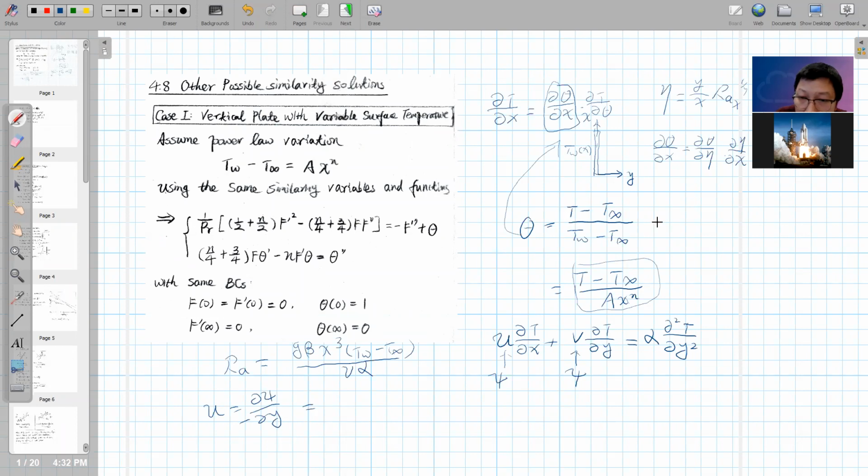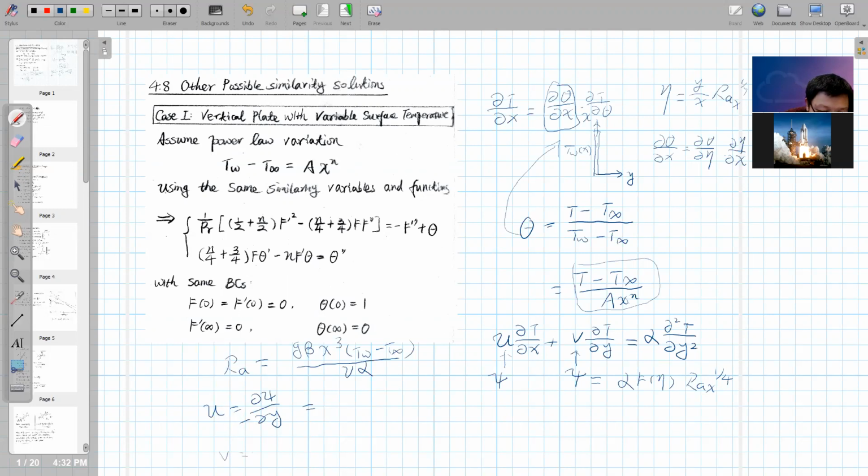Phi equal, maybe I write it here. And remember that we define phi to be equal to alpha times f of eta times the Rayleigh number to the power of 1 over 4. And when you take this u velocity, partial phi over partial y, you need to substitute this one into the momentum equation, the u value and the v value.